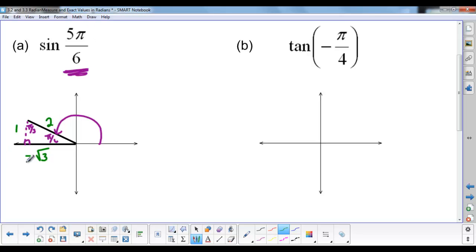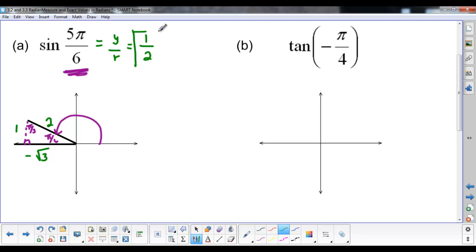Okay, so now that we've labeled our diagram here, I'm going to recall that sine is y over r, and so our y value here is 1, and our r value here is 2. So our answer to this question would be 1/2.